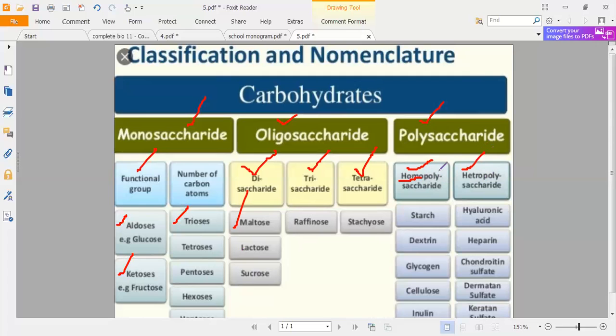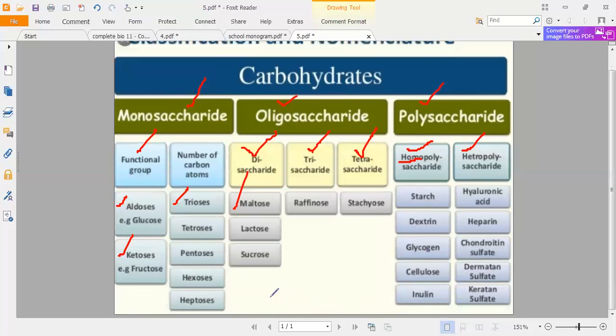Homo means same. When all the monosaccharide units of a polysaccharide are the same, for example glucose, glucose, glucose, glucose, they are called homopolysaccharides. Examples are starch, dextrin, glycogen, cellulose, and inulin. Heteropolysaccharides have different monosaccharide units. Examples are hyaluronic acid, heparin, chondroitin sulfate, dermatan sulfate, and keratan sulfate.